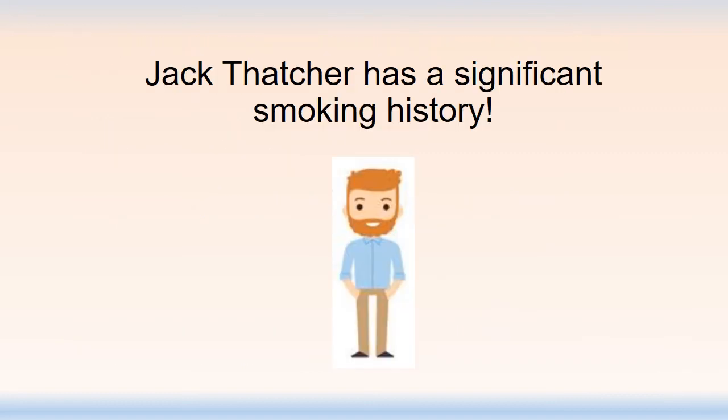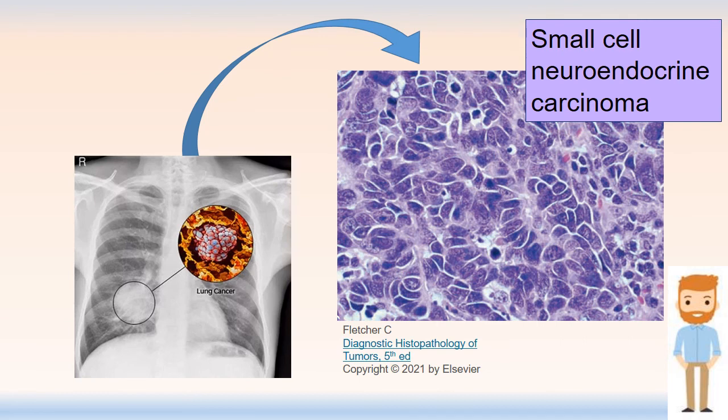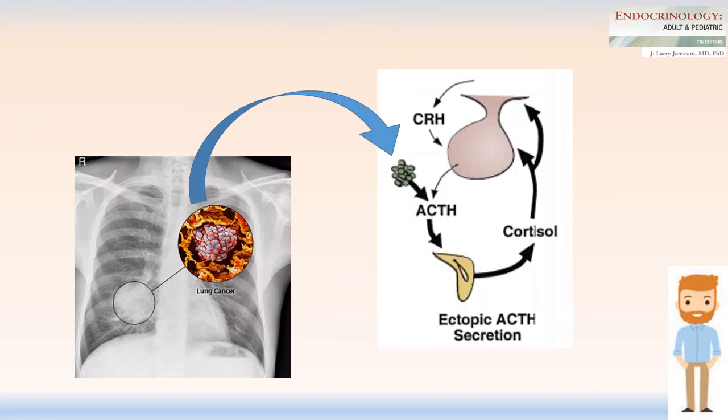One thing that was not mentioned, Jack Thatcher has a significant smoking history. So sure enough, radiography shows that Mr. Jack Thatcher has a lung tumor, and biopsy shows small cell neuroendocrine carcinoma, the same tumor that Miss Andrea Van Pelt has. However, in Mr. Jack Thatcher's case, his small cell neuroendocrine carcinoma of the lung is secreting ACTH, so it is responsible for hypercortisolism because of ACTH secretion. This is paraneoplastic Cushing syndrome.